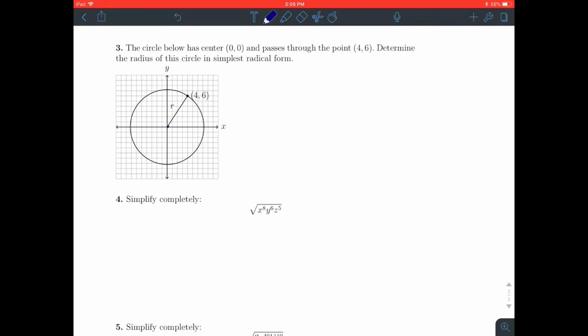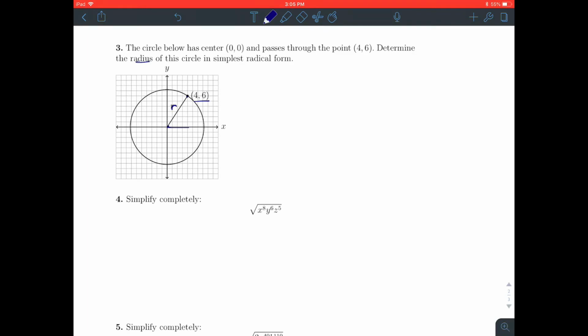So the circle below has center (0, 0), and passes through the point (4, 6). Determine the radius of the circle in simplest radical form. So we've got our radius right here. I'm trying to think about what from class might be related to this. And I think the key observation is that you can actually build a right triangle really kind of straightforwardly by imagining graphing the point (4, 6).